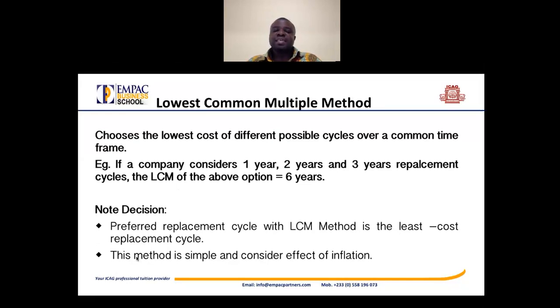Again, if you are looking at the decision, the preferred replacement cycle with the lowest common multiple method is the least cost replacement cycle, just like we have already considered before. The issue with this method is that it is very simple and also considers the effect of inflation, except that in determining the cash flow, you need to pay particular attention. Otherwise, if you make some mistake, then it will affect the overall conclusion that you draw. So these are the two methods that we look at when we are looking at the asset replacement cycle.